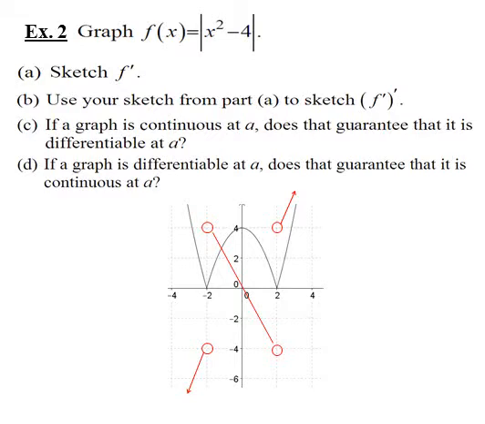For part B, to graph the derivative of the red graph, the slope of my leftmost piece is approximately negative 2. The slope of the middle piece is about 2. And then the slope of the last piece is negative 2 again.